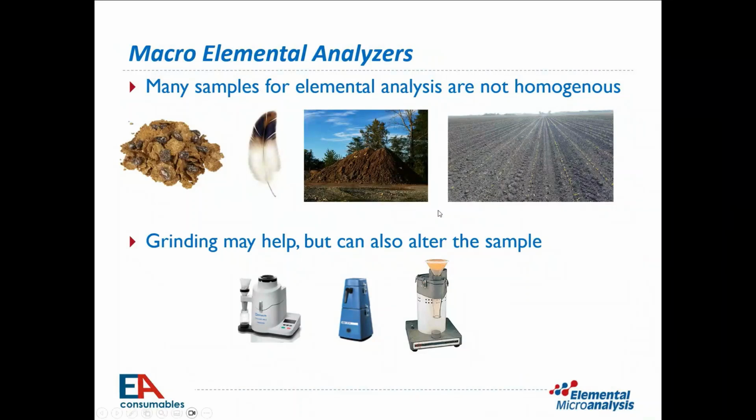One way of getting rid of inhomogeneity effects is to grind the sample. There are several different types of grinders. However, this is also limited. It can change the nature of the sample. Some things grind better than others. Soil grinds pretty well. The flakes and feathers and Raisin Bran are less easily ground.